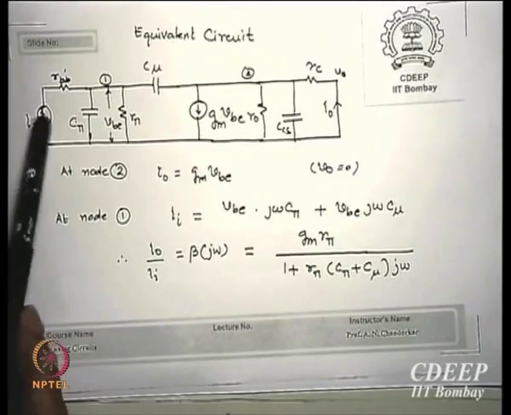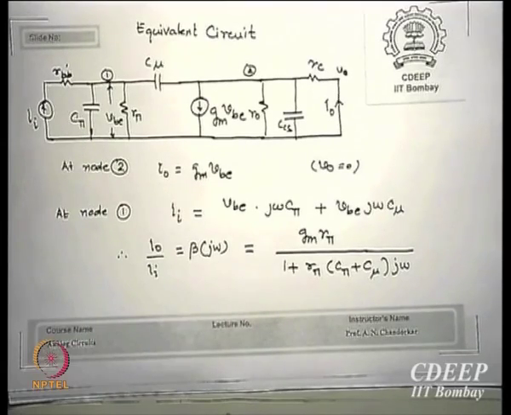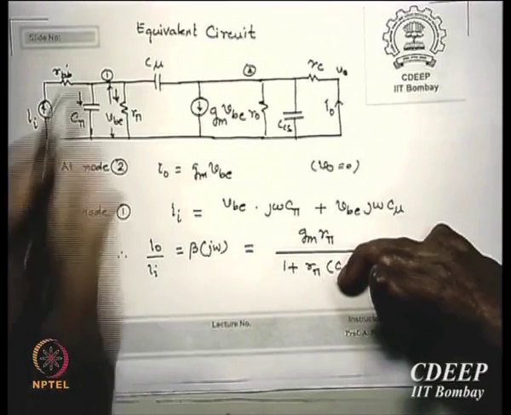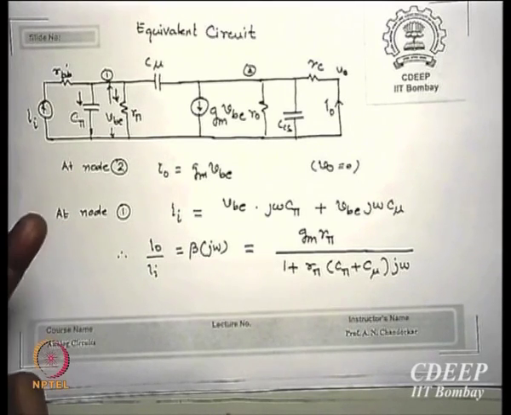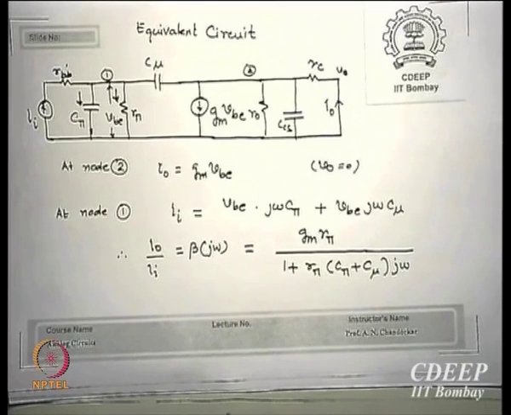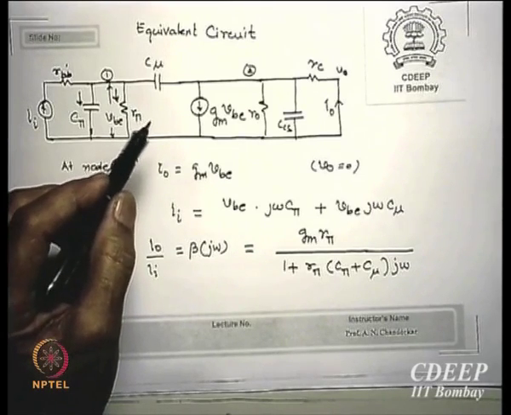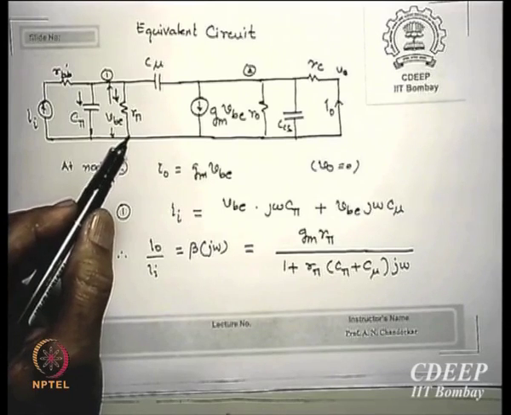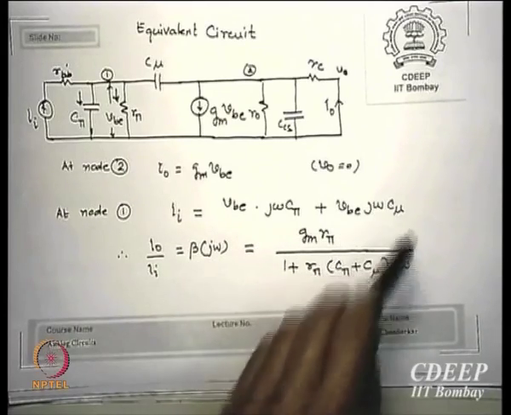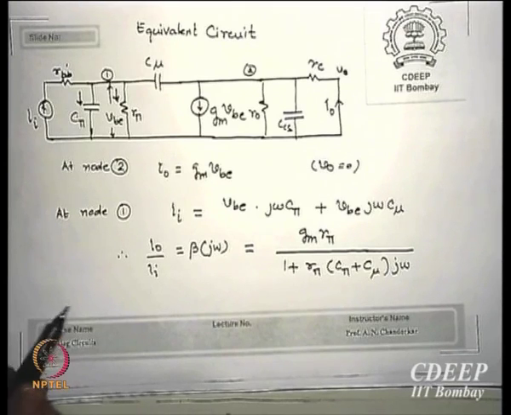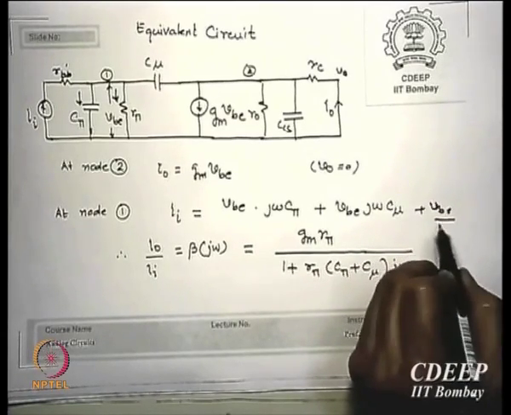If you see the input current II, you can say VB times j omega C pi is one current here, and one current is flowing here. The II current is divided into two arms, one through C pi, the other through R pi. Again, the assumption is very little current is flowing in C mu. If that is to be taken care of, little complications will arise and more accuracy can be built, but as engineering, that is fine. So, I write II is equal to VB j omega C pi plus VB j omega C mu, plus VBE by R pi, sorry, I made a mistake.